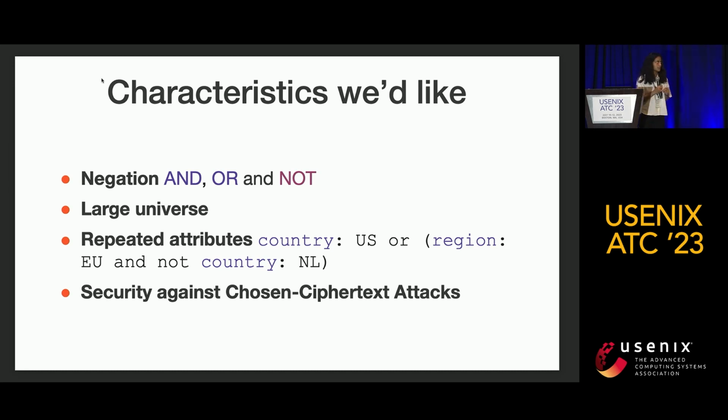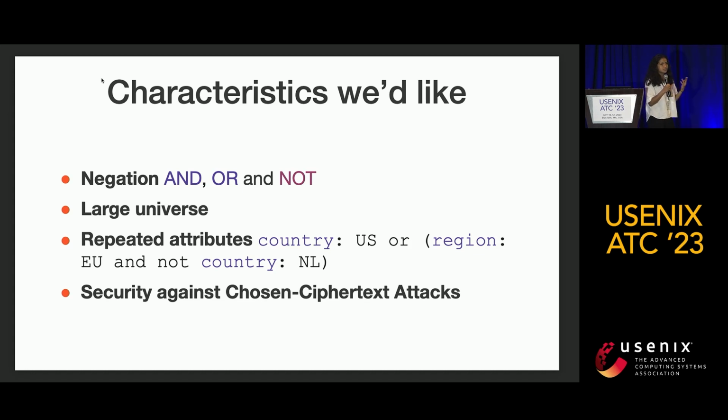Large universe has two components. One is that you can select an arbitrary string for your attribute label. The second is that you don't have to predetermine the set of attribute labels when you instantiate your scheme. So let's say a new regulatory standard comes up and I want to create a policy that includes it. That's something you can do at a later stage. They don't have to be determined upfront.